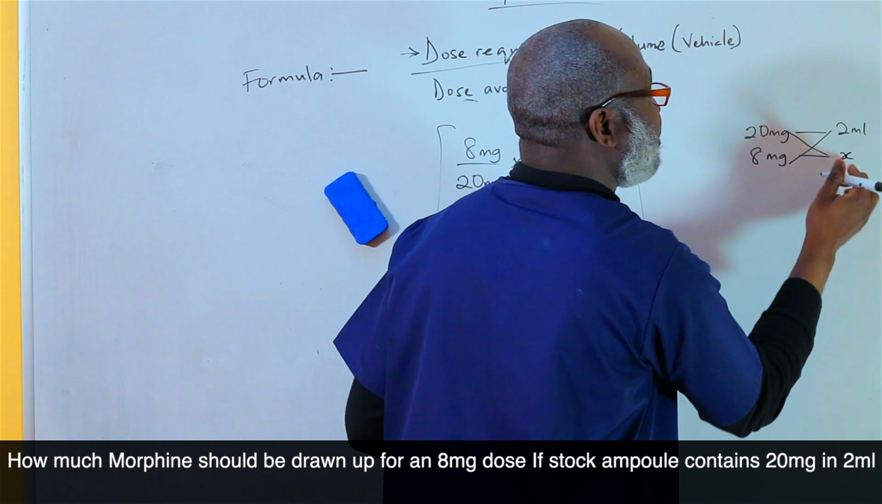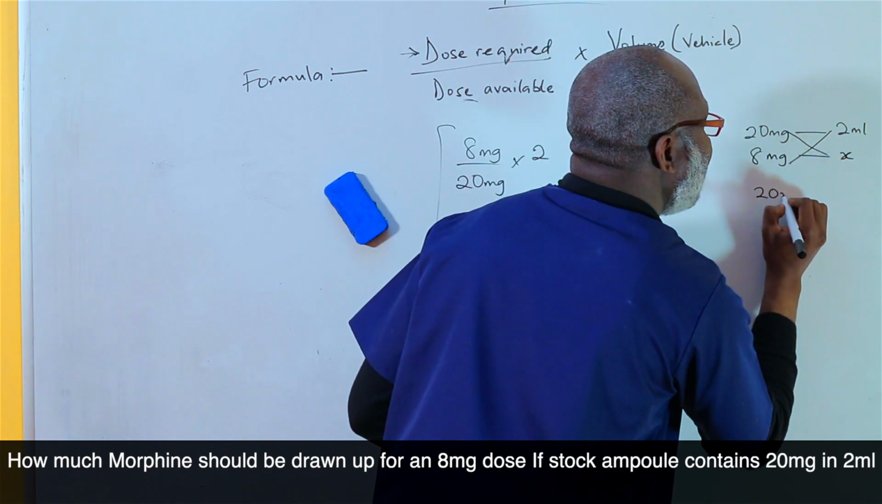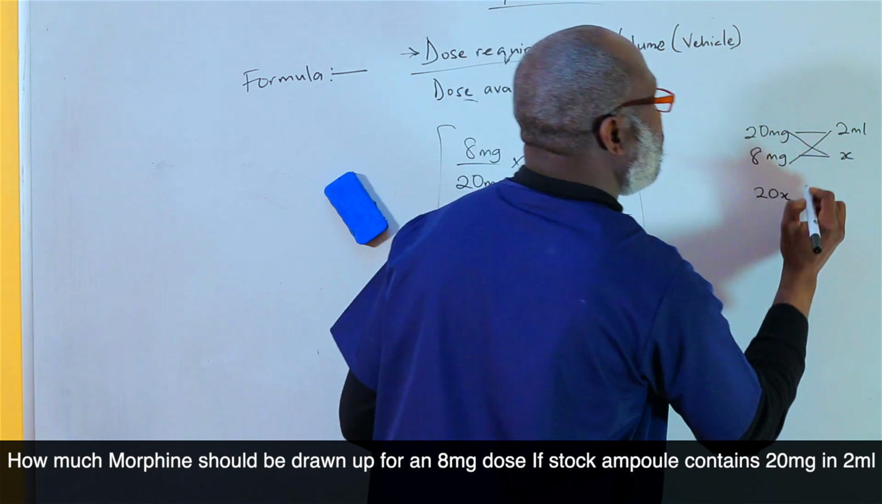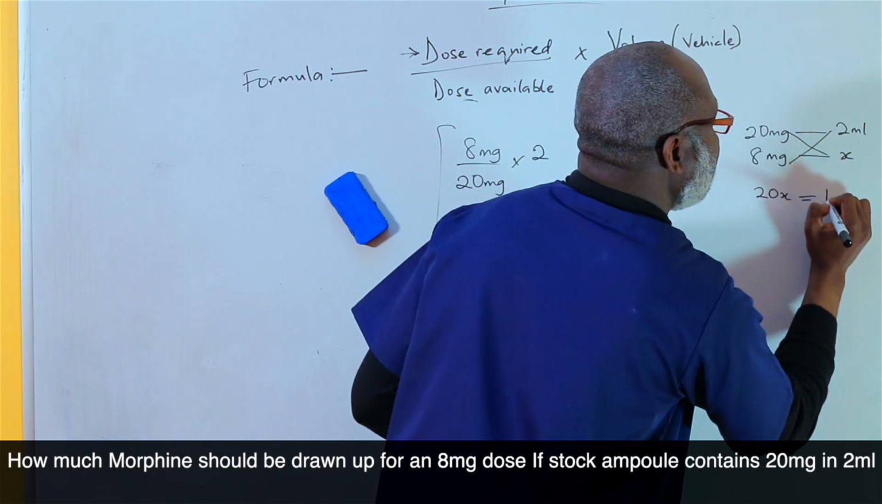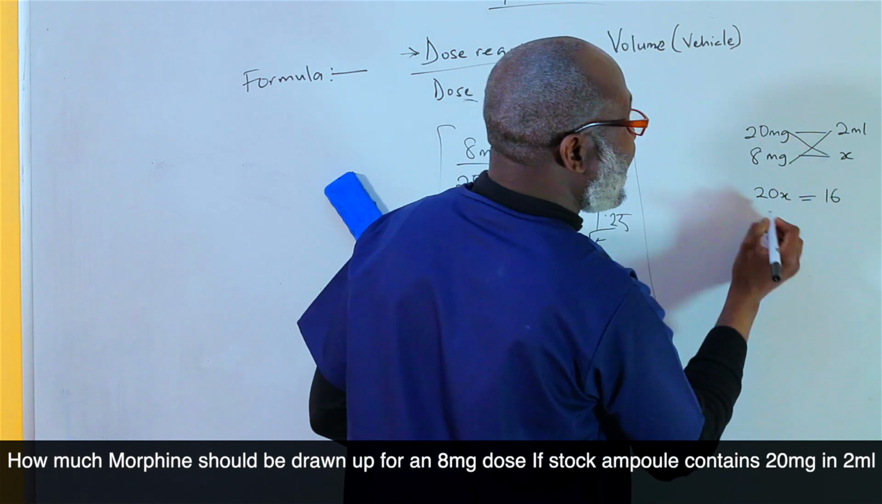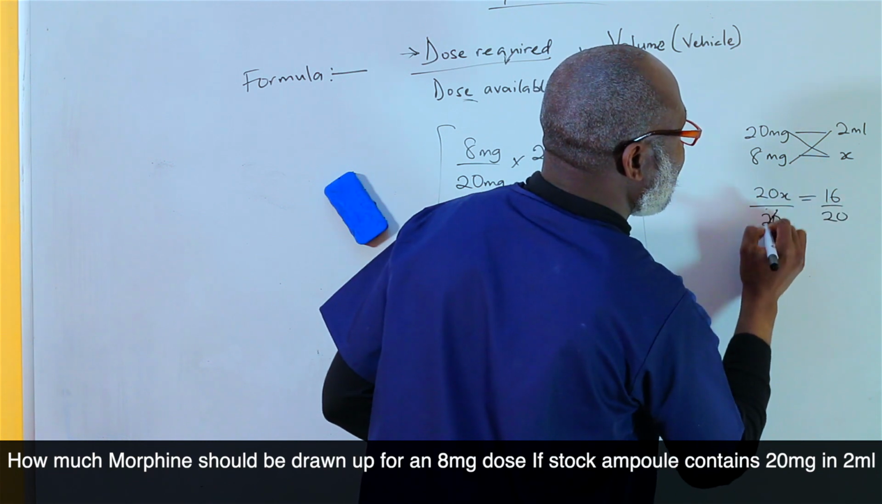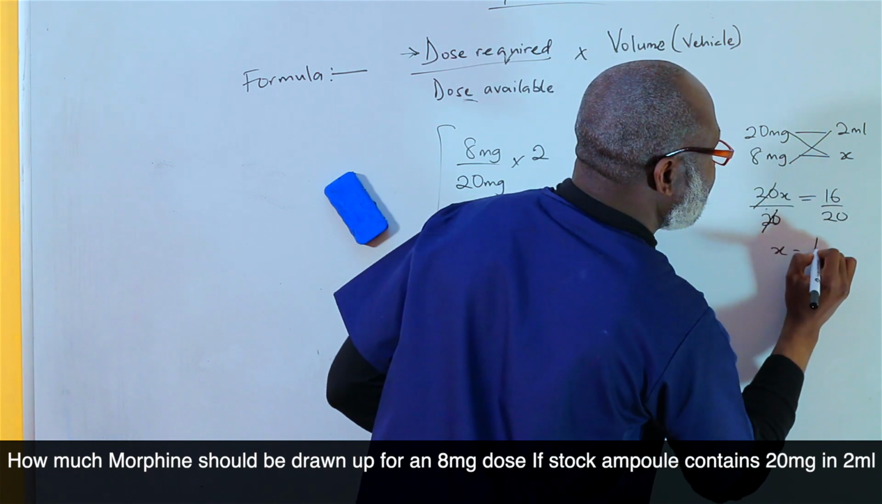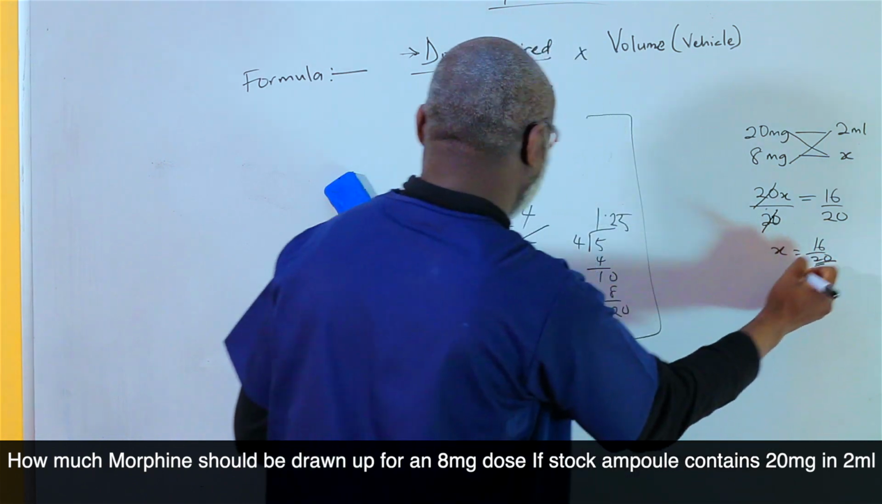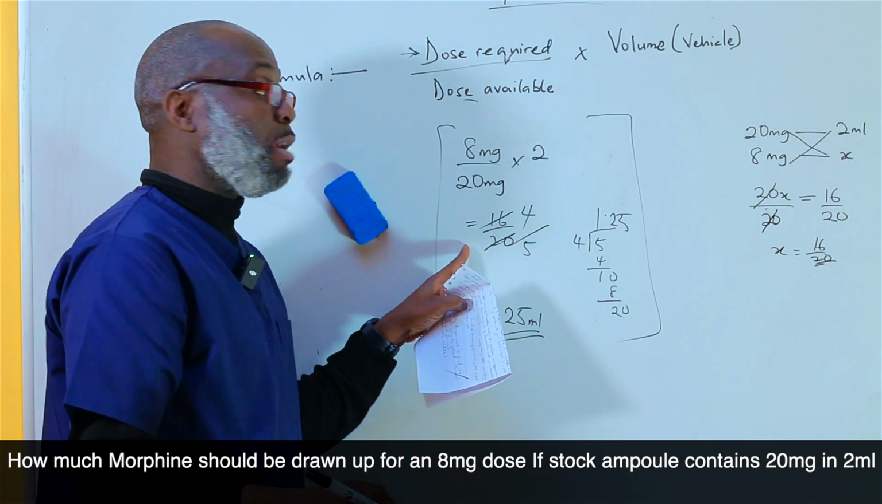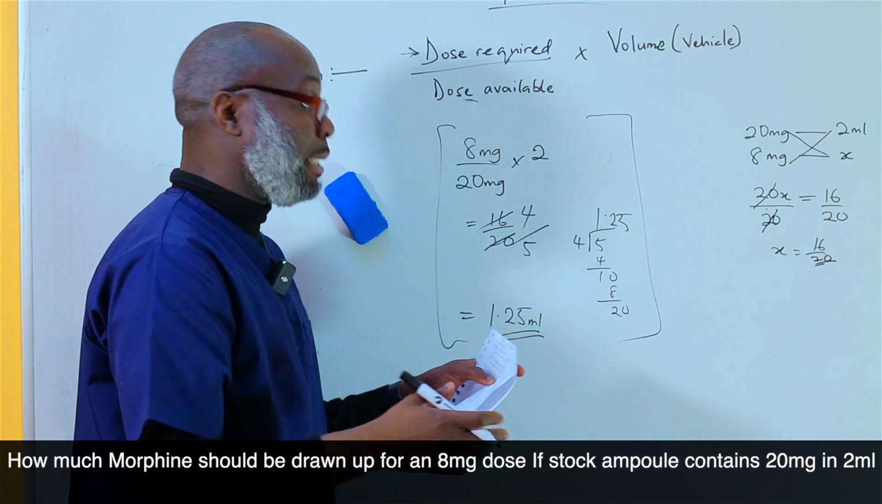If you cross multiply, 20 times x is 20x. 8 times 2 equals 16. So to find x, we divide both sides by 20. 20 will cancel 20, then x equals 16 over 20. So we still came back to almost the same thing. That is solving it mathematically.